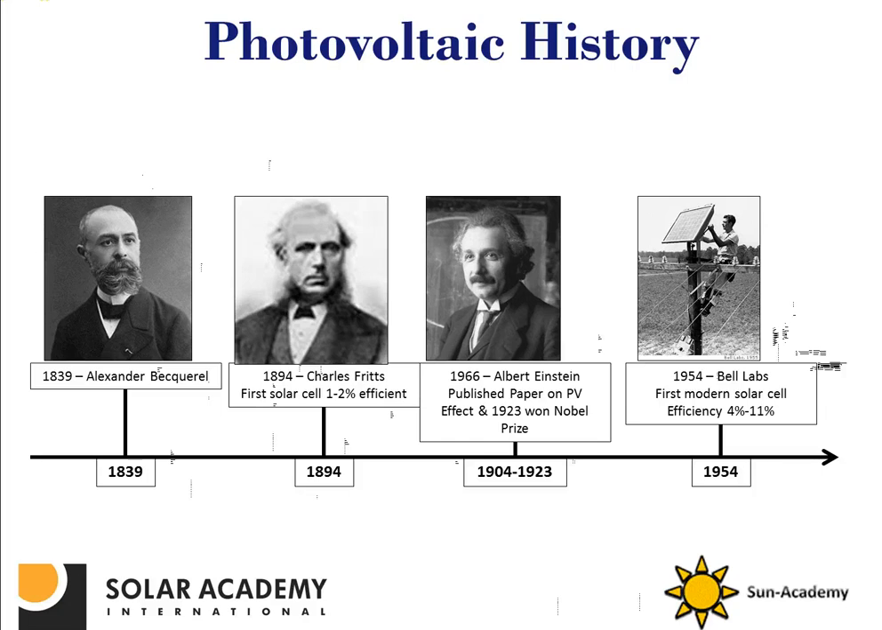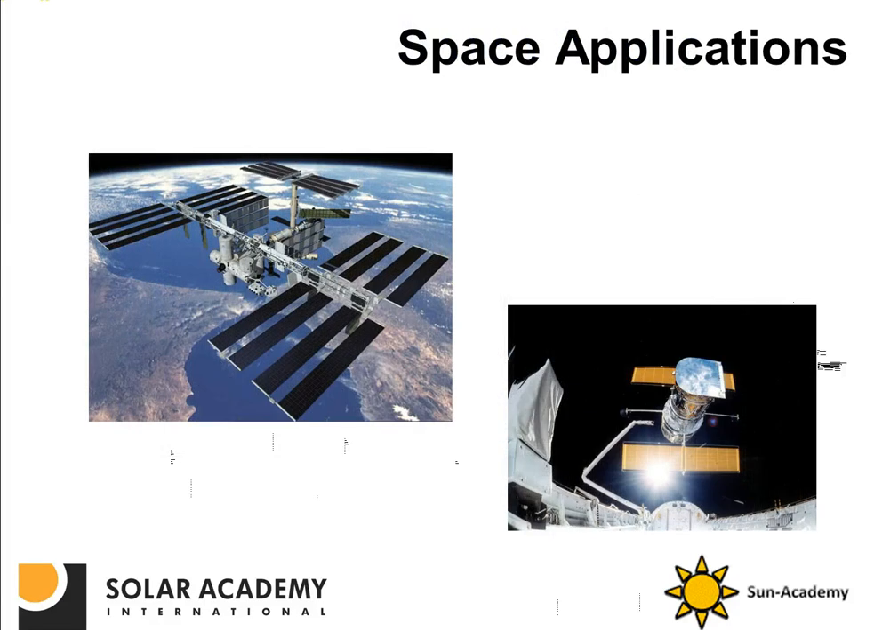The photovoltaic effect was first noted back in 1839, but it was not until Albert Einstein won the Nobel Prize in 1923 that the photovoltaic effect was understood. By 1954, Bell Labs had created the first PV module. The first practical applications for PV systems were Earth orbiting spacecraft. The International Space Station has several PV arrays amounting to several hundred kilowatts of generation capacity.